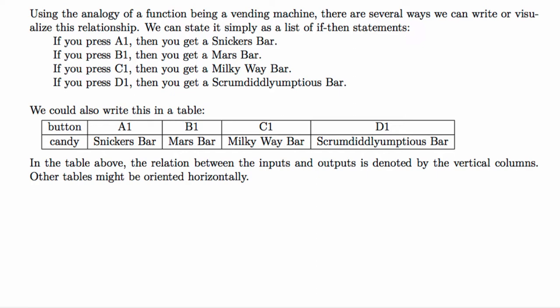If you press A1, then you get a Snickers bar. If you press B1, then you get a Mars bar. If you press C1, then you get a Milky Way bar. If you press D1, then you get a scrumdiddlyumptious bar.